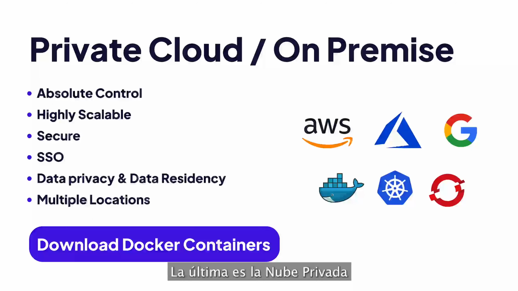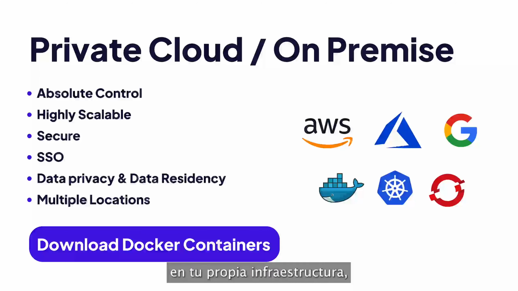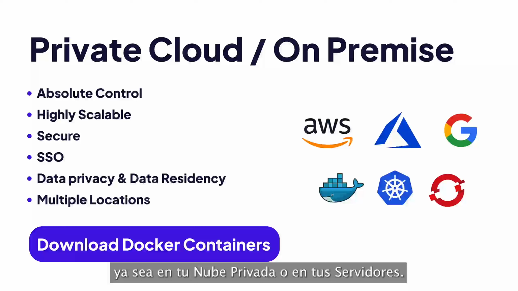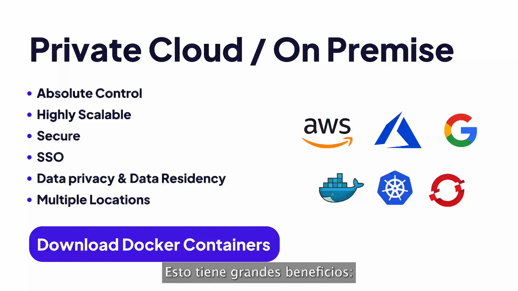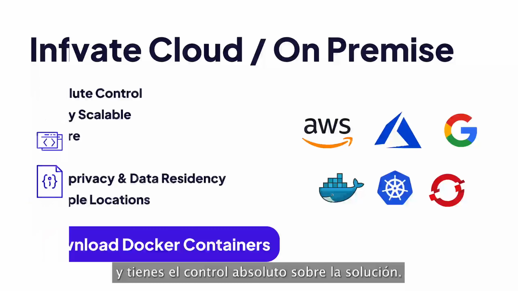The last type of deployment is private cloud or on-premise. DecisionRules can be deployed directly on your own infrastructure, either in your private cloud or on your own servers. This has great benefits. Not a single piece of data will leave your servers, and everything falls directly under your own security, and you have an absolute control over the solution.